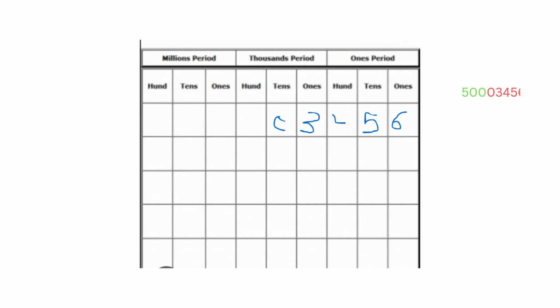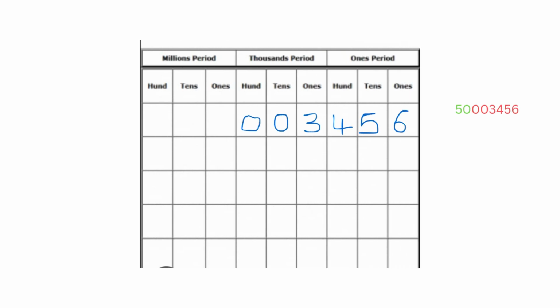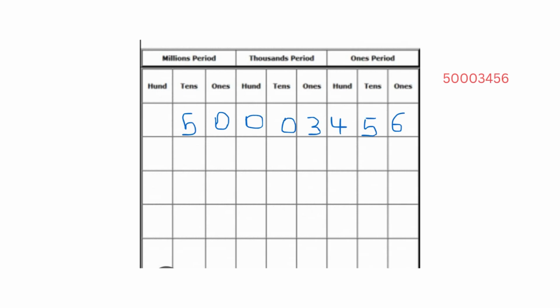The seventh number from my right is 0. I put it in millions. Now I have reached millions. So the last number, which is 5, is the 8th number. I put it in ten millions. So the overall will look like this. When you have finished putting your number in the table of place values, it will look like this.